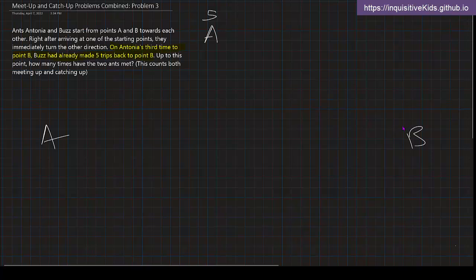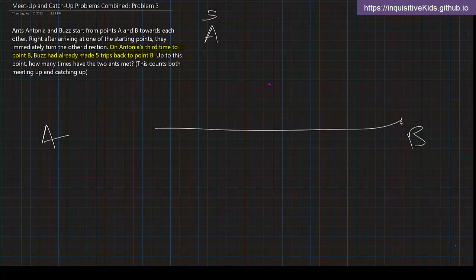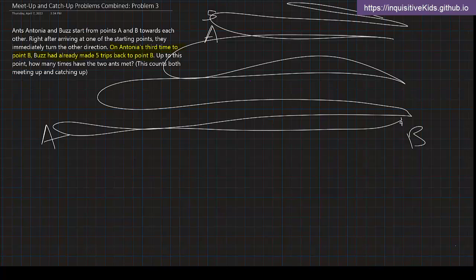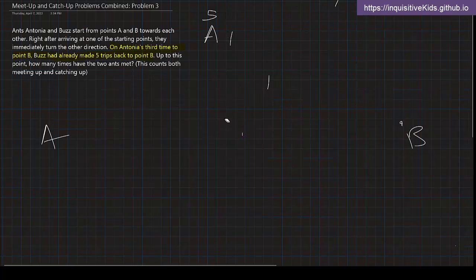Okay, what about Buzz? Buzz is actually starting from point B right here. So Buzz is making it back to B 5 times. 1, this is his first time, 2, 3, 5. How many ABs? 1, 2, 3, 4, 5, 6, 7, 8, 9, 10. So Buzz in total has already gone way more than Antonia. He has already gone 10 whole laps. So this is our ratio.